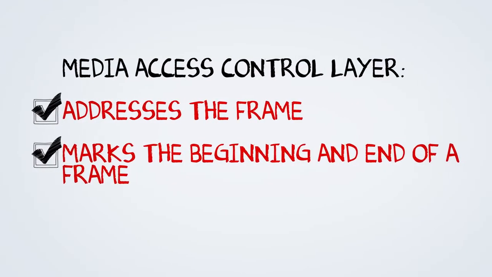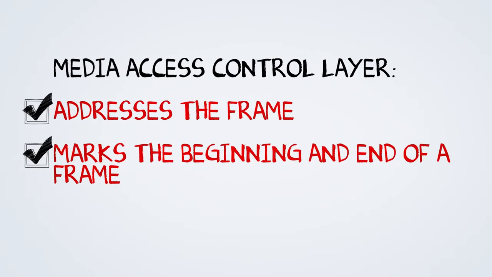The media access control sublayer regulates the placement of data onto the physical medium or network. It also provides specific information that allows the frame to meet the specifications of the physical device that's being sent across. The media access control sublayer also marks the beginning and end of a frame.